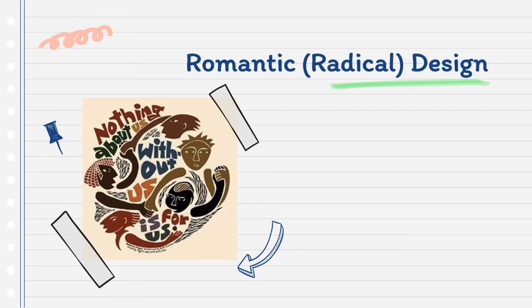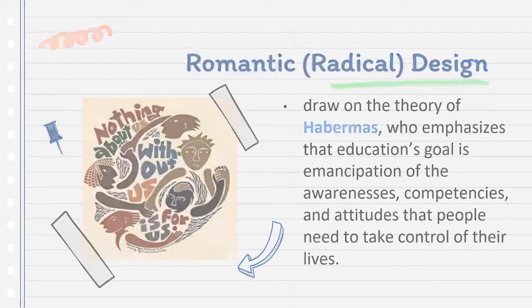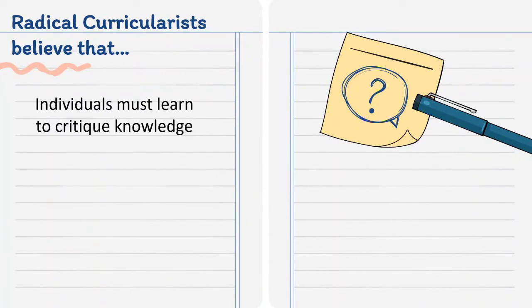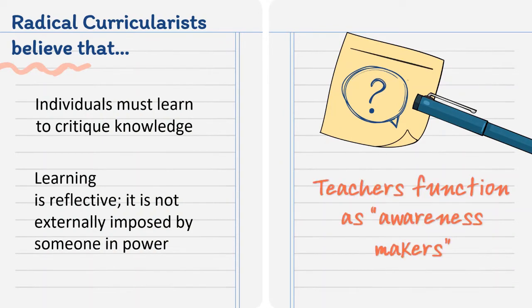Thus, many radicals draw on the theory of Habermas, who emphasizes that education's goal is emancipation of the awareness, competencies, and attitudes that people need to take control of their lives. Curricularists believe that individuals must learn to critique knowledge, and that learning is reflective. It is not externally imposed by someone in power. In this sense, teachers function as awareness makers.